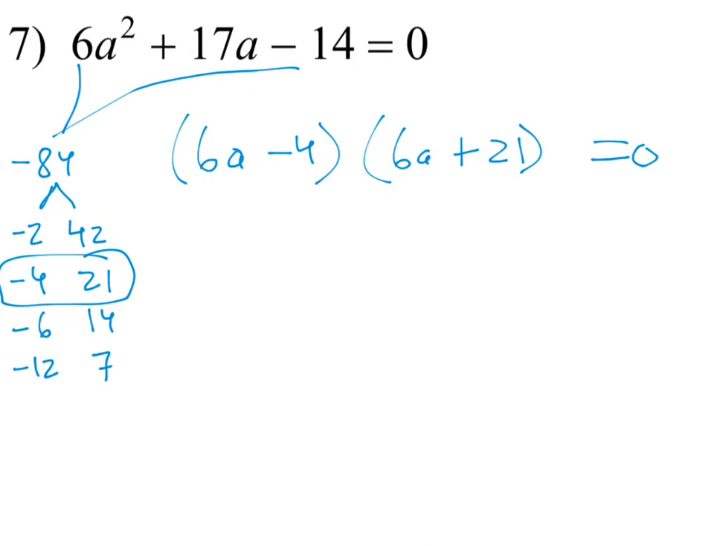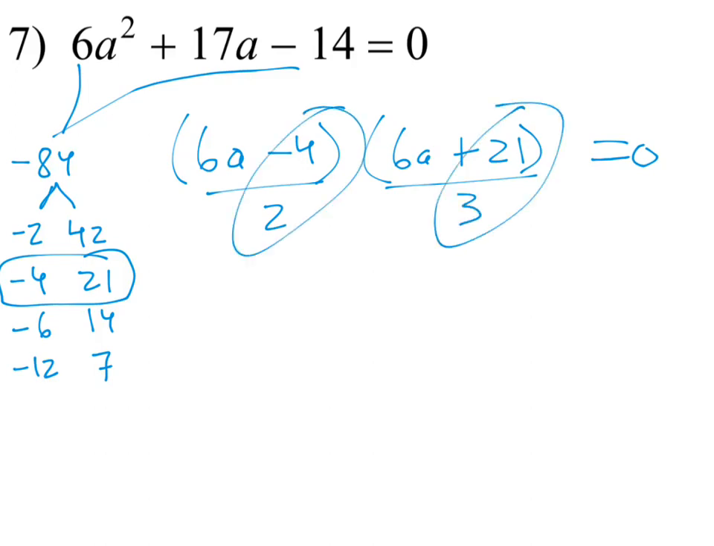But these are too big, and that's because if you do 6a times 6a, you're going to get 36a squared, which is too big. And so we actually need to get rid of a factor of 6 in these two binomials. But if we attempt to divide by 6, neither of these go evenly. So this is an extra tricky one because it's not divisible by 6 on either of those. And so we're going to take the factors of 6, which are 2 and 3, and attempt to divide by 2 and 3. And on this one, it works, and on this one, it works.